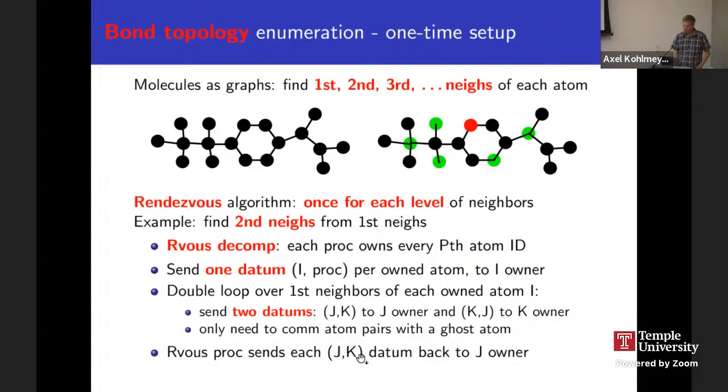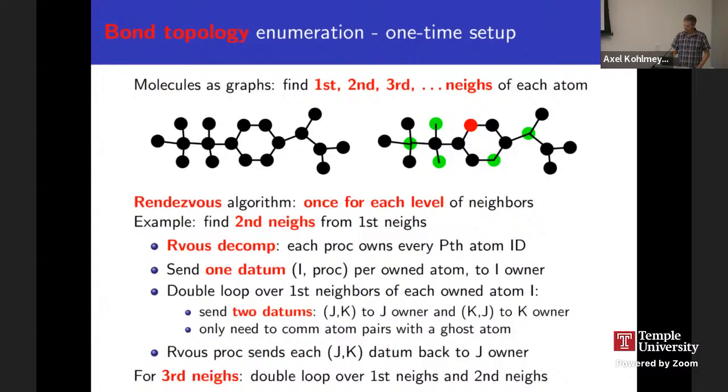It just sends that JK atom back to the owner of the J atom and to the owner of the K atom, because it owned it in the rendezvous decomposition, but it also knows, because of this first step here, for each of the atoms it might get a message for, who the actual processor is. So it's basically the mailbox that's letting you forward something from processor I to J, because the rendezvous decomposition knows that.